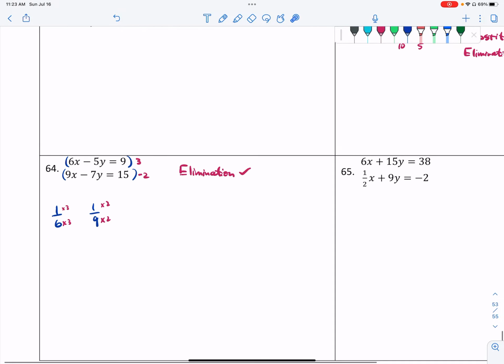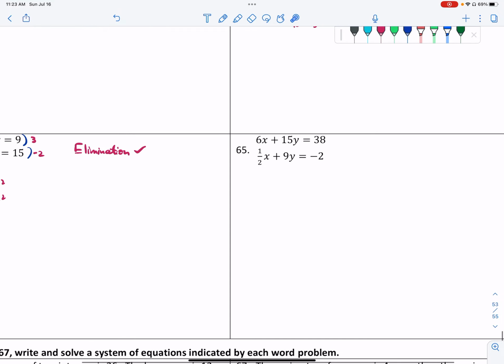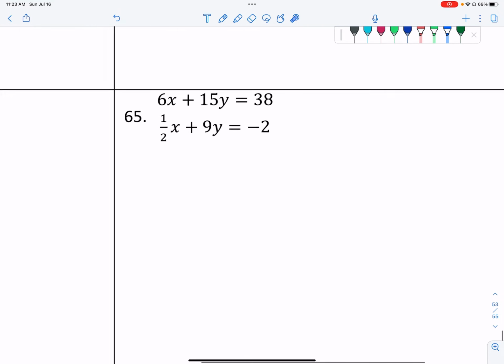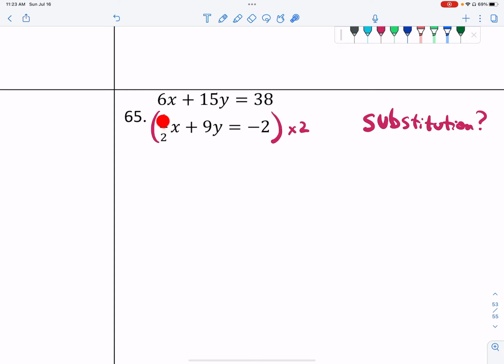All right, and then finally on 65, it looks like it's going to be something very similar to the 64 that's over here. And actually, on this one, you could probably make a case for it being pretty easy to do by substitution as well. Why can you do this one by substitution? The reason why is if you multiply this bottom equation by 2, it gets rid of this coefficient up here. This would turn into a 1. You'd have x that you could very easily isolate, subtract this over to the other side, and substitute it into the other equation. So substitution actually works out just fine on this one.